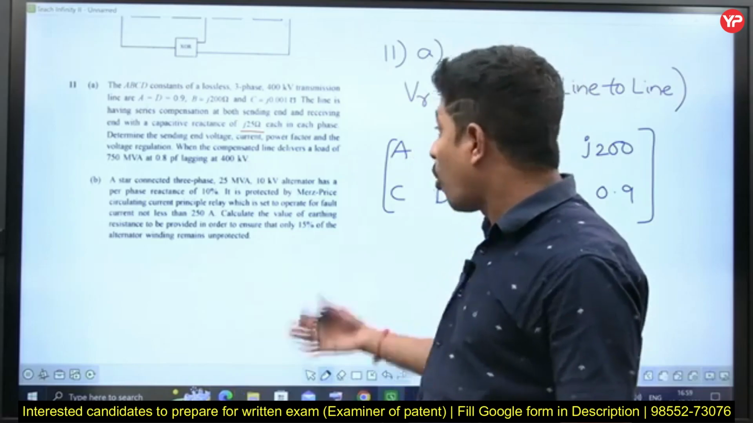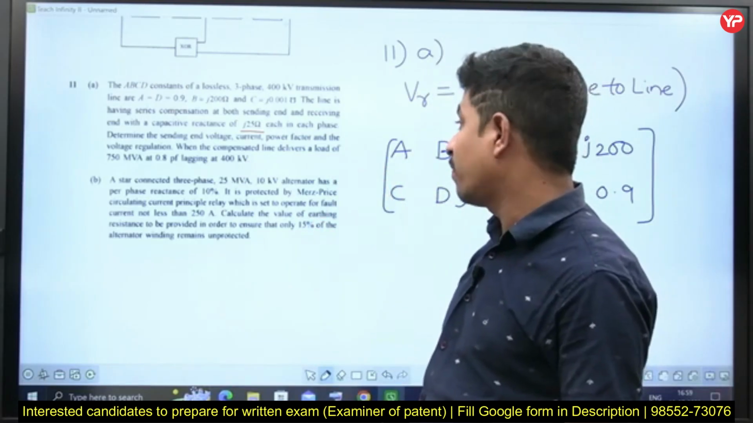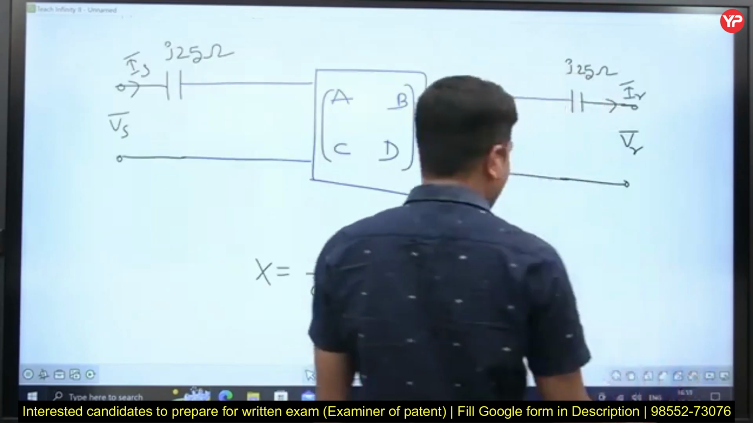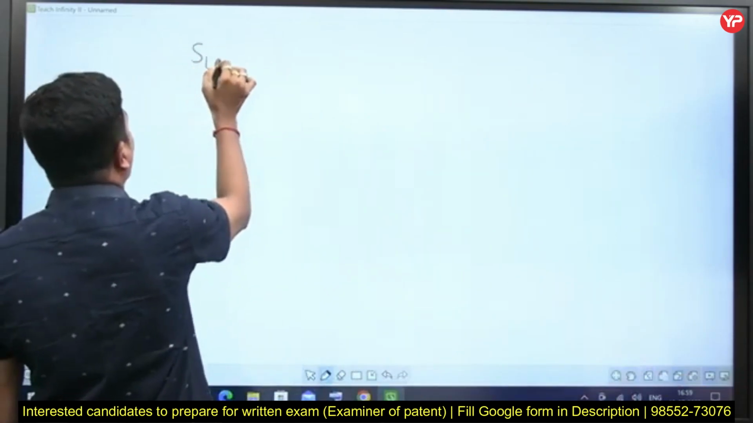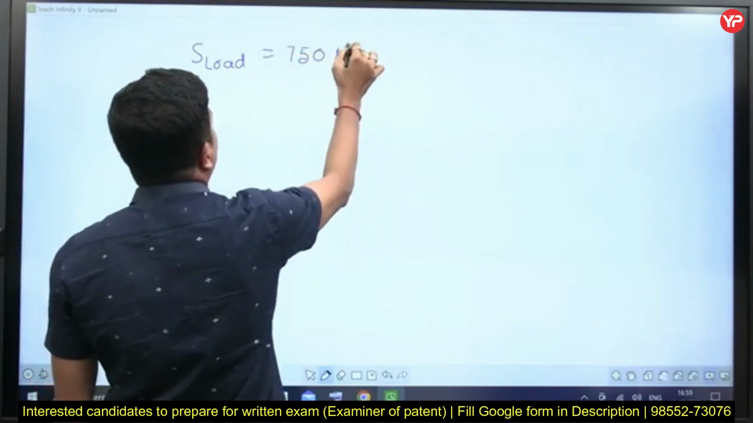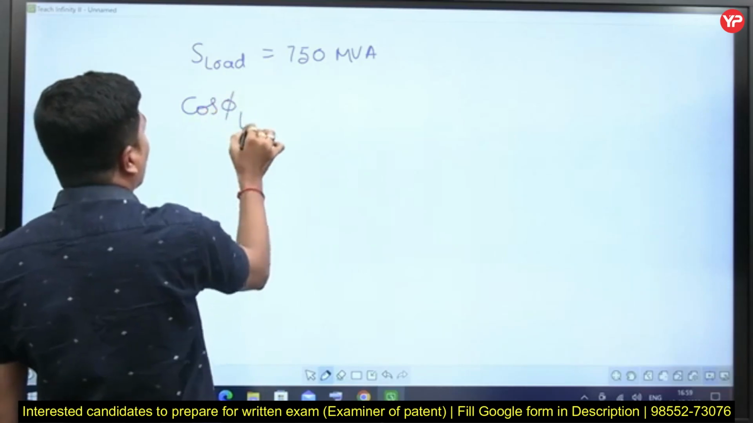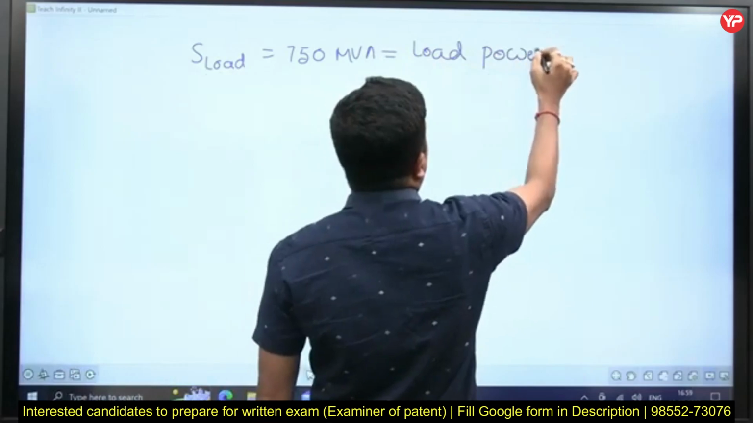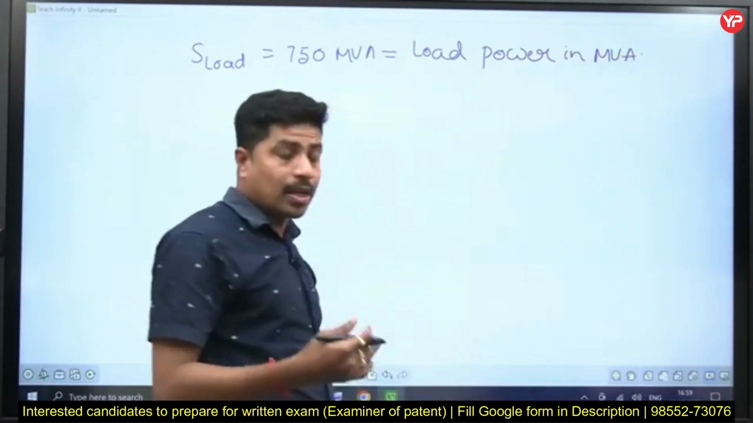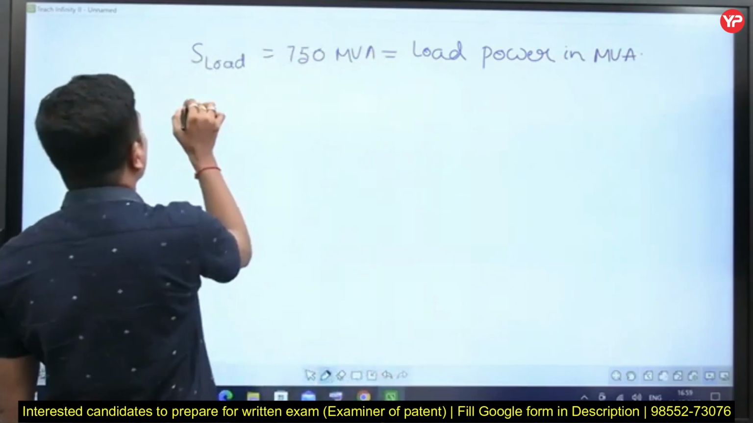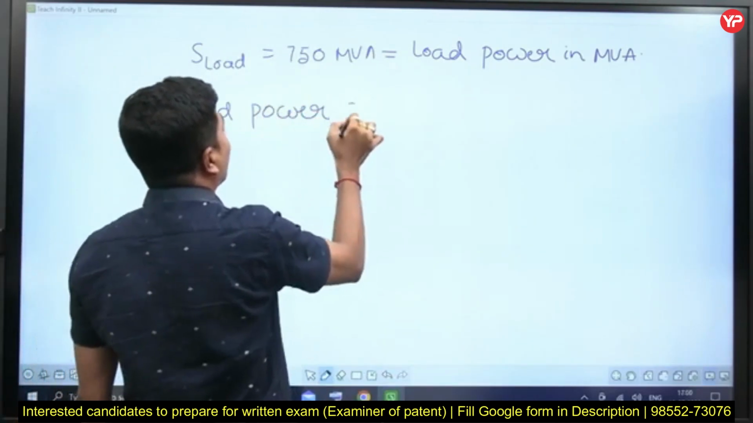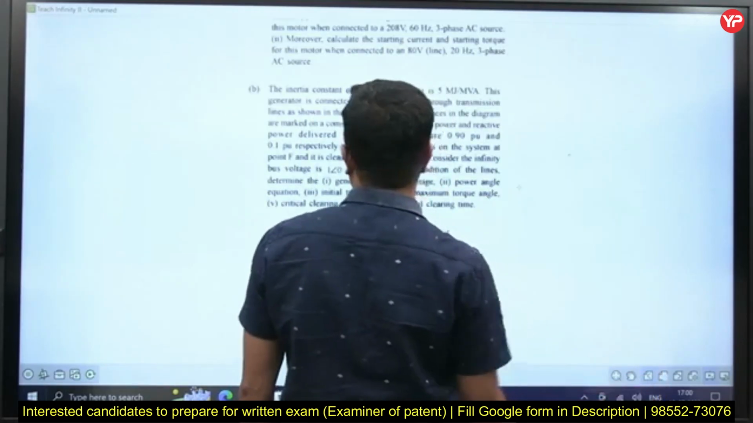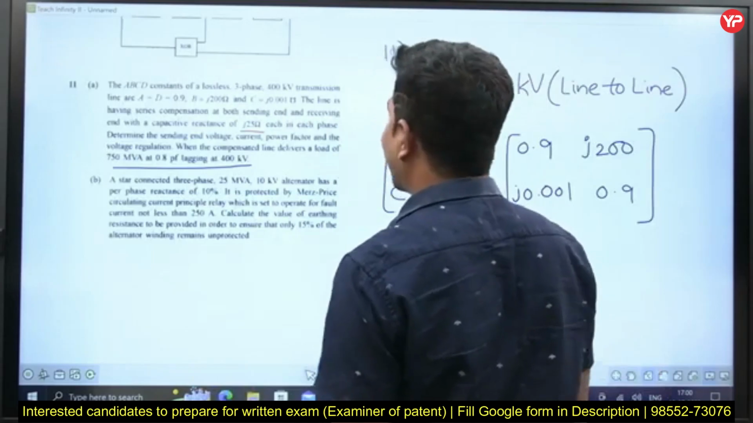When the compensated line delivers a load of 750 MVA at 0.8 power factor lagging at 400 kV, this fellow says that the compensated line means this line is delivering S load apparent power of 750 MVA, and the cos phi of load, let's write it as load power factor. So this much load that particular compensated transmission line is delivering, right? And load power factor is 0.8 lag, sorry, not 0.6, 0.8.